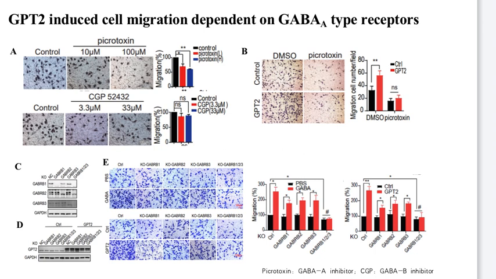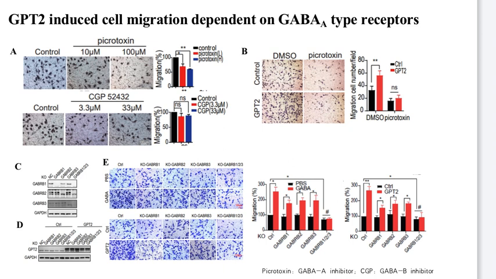GPT2-induced cell migration is dependent on the GABAA type receptor. Picrotoxin is a GABAA type receptor inhibitor, and CGP52432 is a GABAB type receptor inhibitor. The migration ability of breast cancer cells decreased after using the type A receptor inhibitor. After the use of the type A receptor inhibitor, even if GPT2 is expressed, the migration ability of breast cancer cells is still reduced.